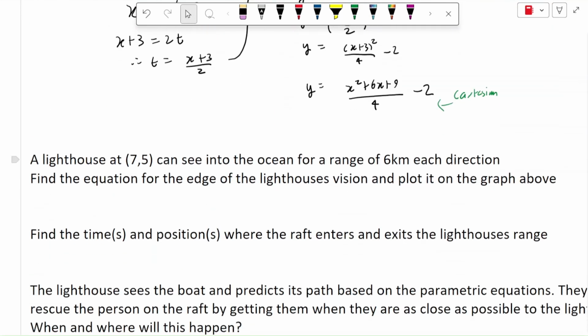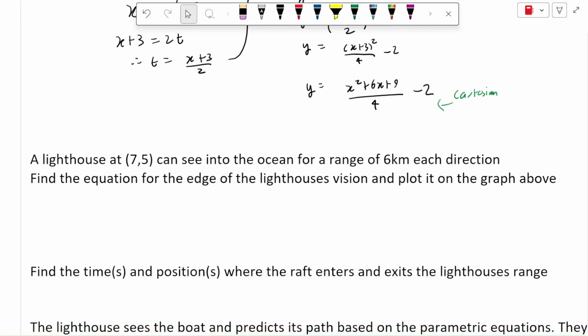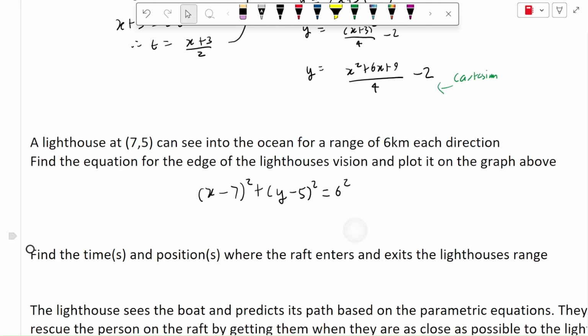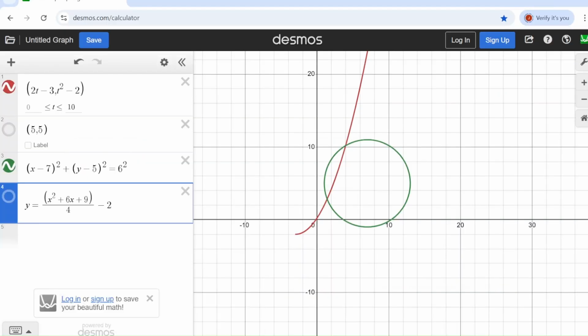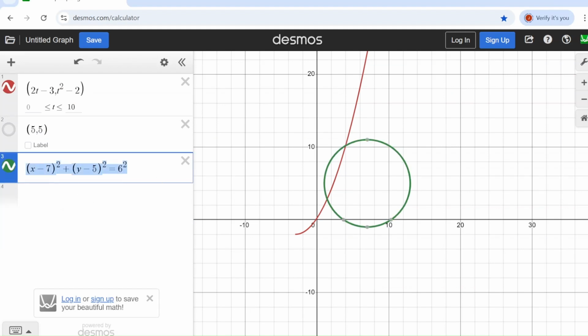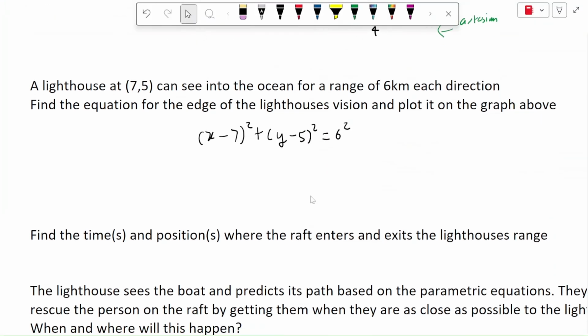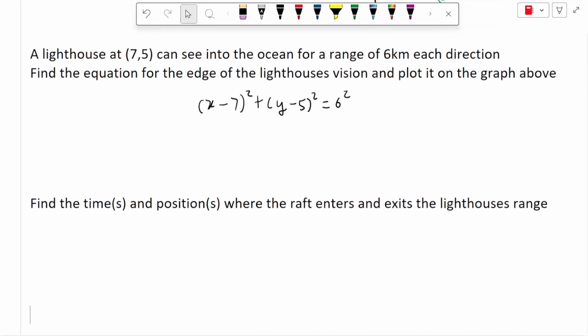Now, what's the equation of the lighthouse? If we're at 7, 5 and we can see 6 kilometers each direction, this will be (x take 7) squared plus (y take 5) squared equals 6 squared, just like that. Okay, and we've plotted it on the graph above already. If we go back to our Desmos one, there it is. So we just plotted it there with the little circle. Perfect. That's what it looks like if we draw the picture super accurately.